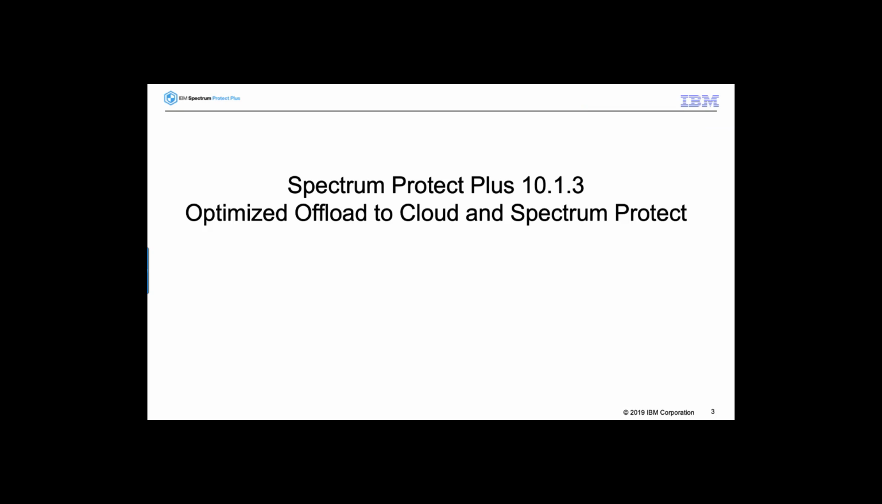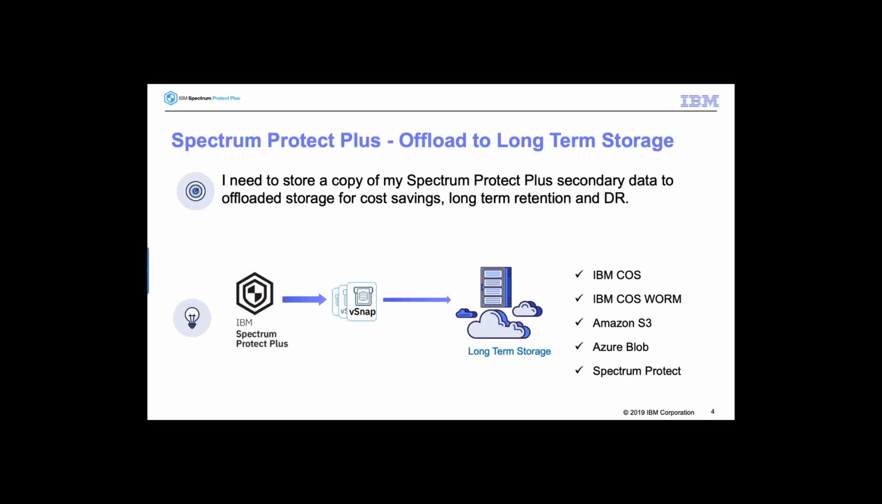So let's start with the optimized offload to the cloud and Spectrum Protect. In Spectrum Protect Plus, you have the ability to store data to a vSnap repository, as you can see in the picture at the bottom. And generally speaking, the intention of the developers is for you to store your operational data and needs for operational recovery and data reuse in vSnap.